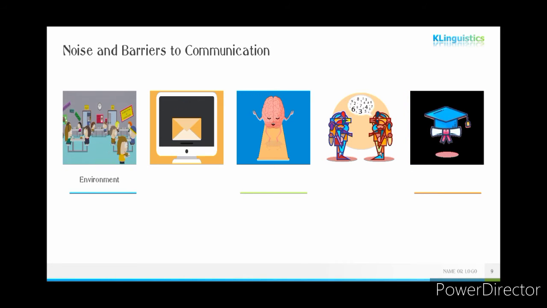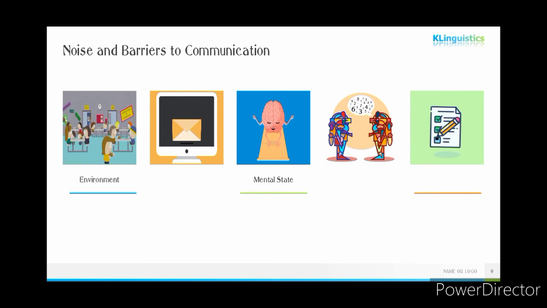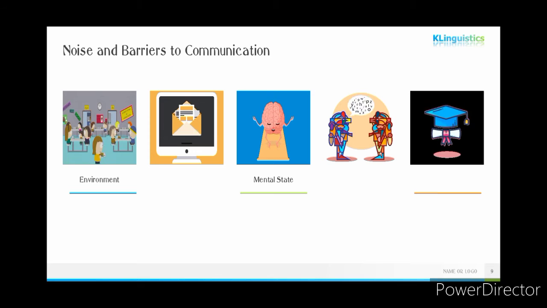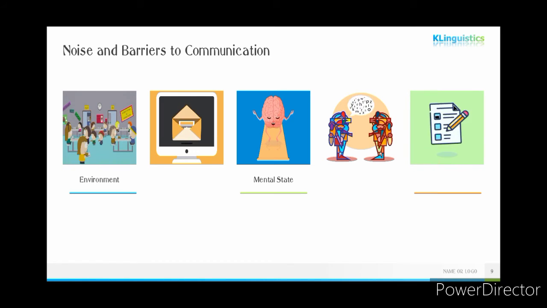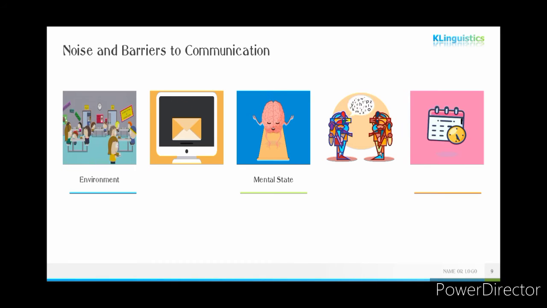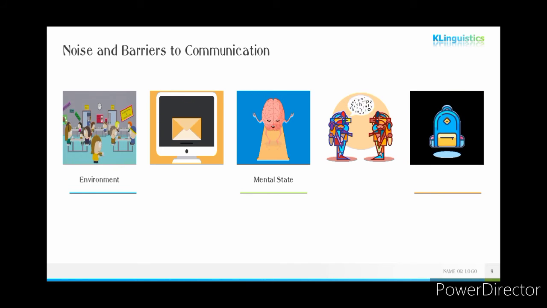You also have to consider the person's mental state. Are they preoccupied? You can probably think of the time when you were involved in a conversation and you're communicating with somebody, but your mind is somewhere else. And although you are physically present, you are mentally absent. And that obviously is a barrier to communication.